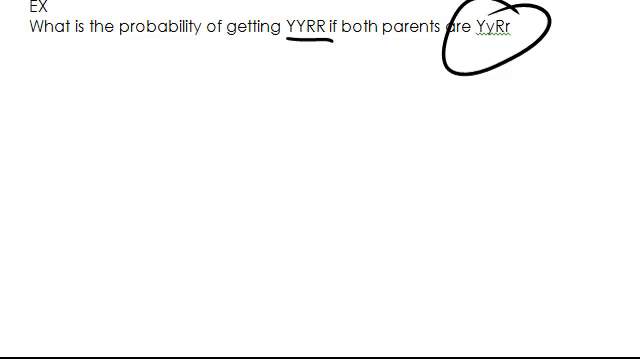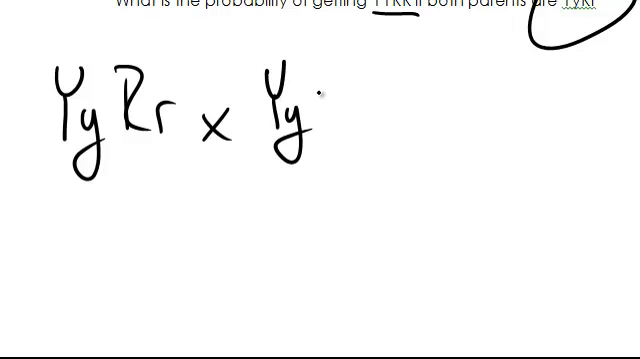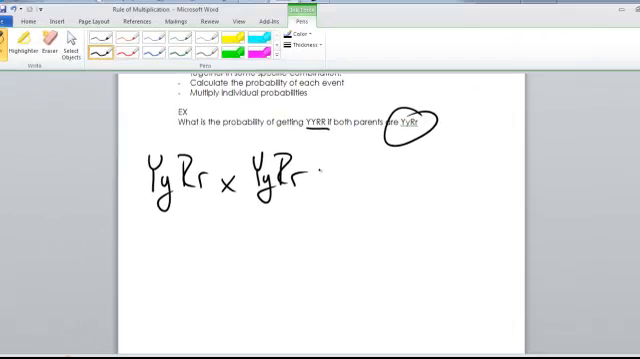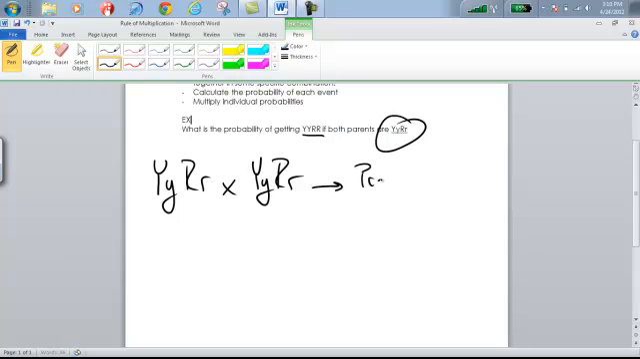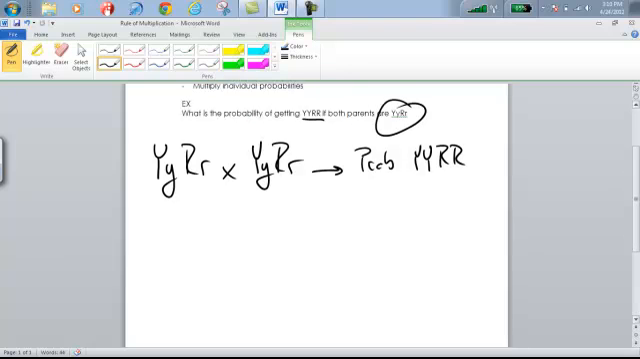All right, so let's start off by writing out this cross. We're going to take it from the symbols here and write it out into words. So we're going to do big Y, little y, big R, little r, times big Y, little y, big R, little r. And we want to know what is the probability of ending up with big Y, big Y, big R, big R. Now we can certainly do a Punnett square on this one. If we do, we're going to have the big 16-box Punnett square, and we know that is going to take more time and introduce the possibility of error.